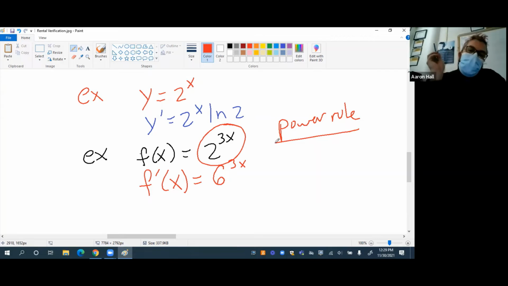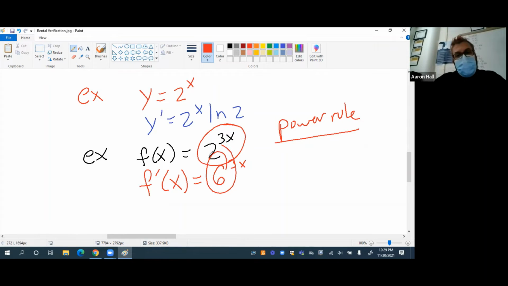We only use the power rule for what? For polynomials. Is this a polynomial? Do we know what a polynomial is? A polynomial. I do the power rule. How did you get 6?